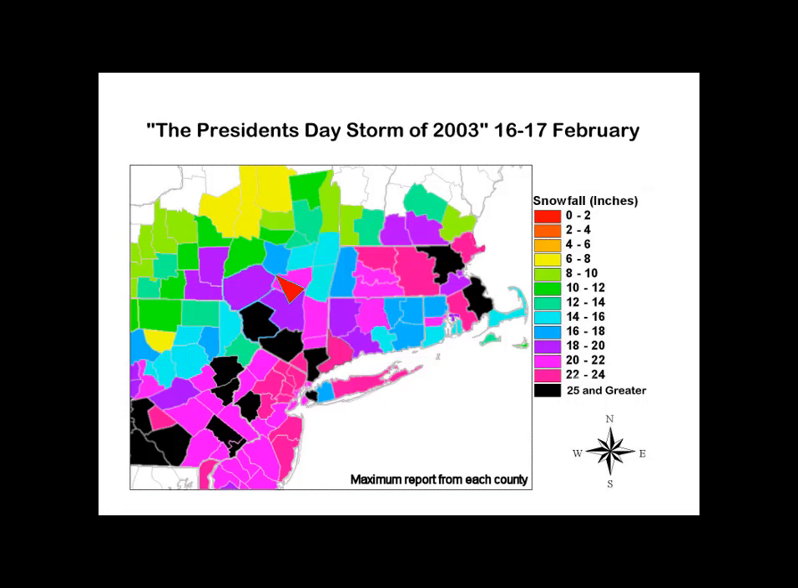And again, by monitoring the satellite imagery, you can see that coming in terms of the deformation zone and have a greater situational awareness in terms of the fact that this mesoscale banding here is going to set up just a little bit further away from the coast and lead to some locally higher snowfall amounts further away from the coast where this area really got hit pretty hard.